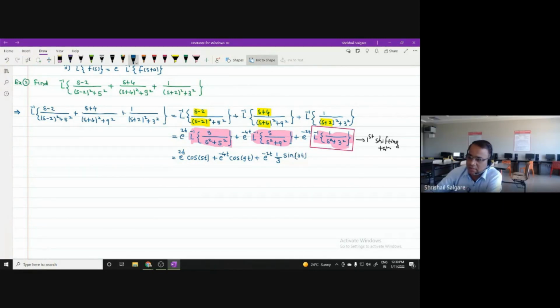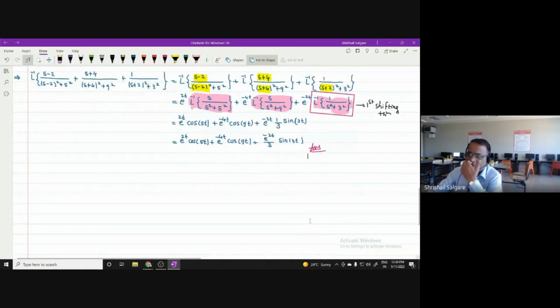Okay. So what is the final answer? The final answer is e to the power 2t into cos 5t plus e to the power minus 4t into cos of 9t plus e to the power minus 2t upon 3 into sine of 3t. Okay. So this is the required final answer. I think how to apply the first shifting theorem is clear. So one example you can take as homework.